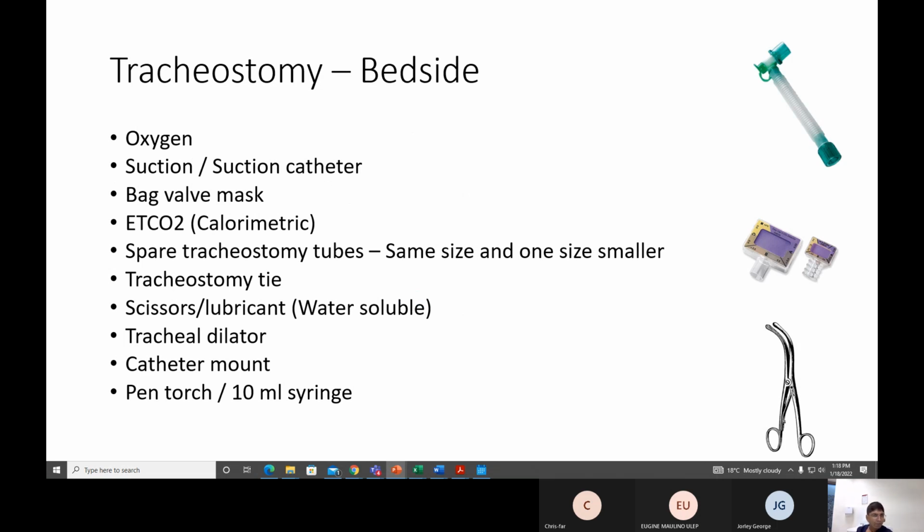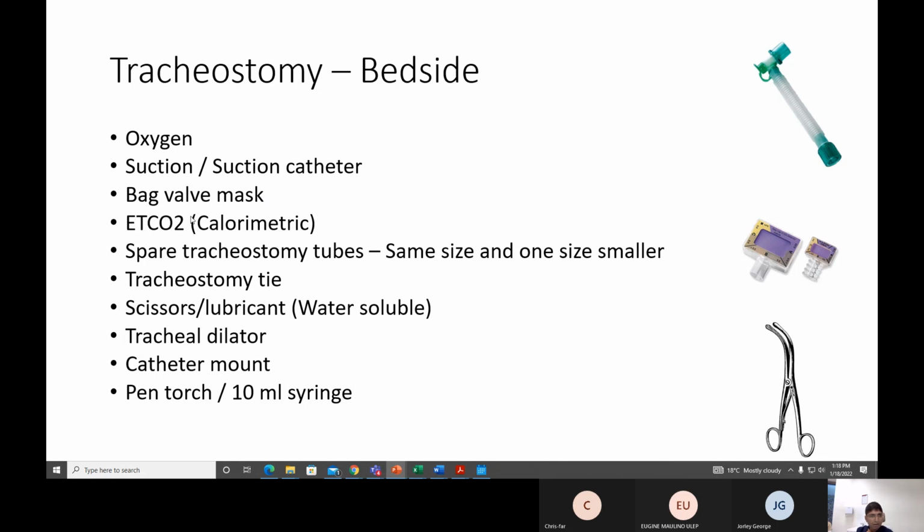So what if you're having a patient with tracheostomy in the unit? What are the equipment that you need to have by the bedside? So you need to have oxygen supply, suction and suction apparatus, and the right size suction catheter. You can usually multiply the size of the internal diameter by 2 to get the appropriate suction catheter. A bag valve mask should be readily available.